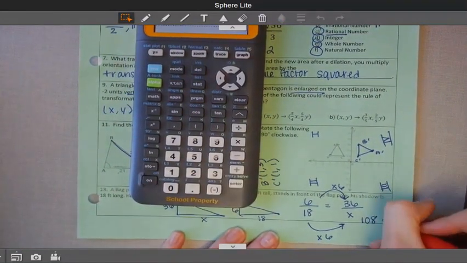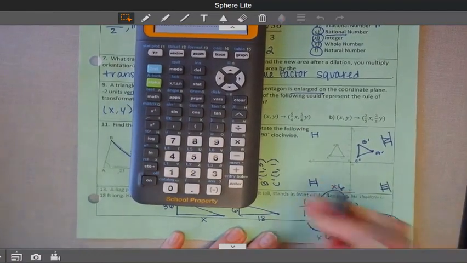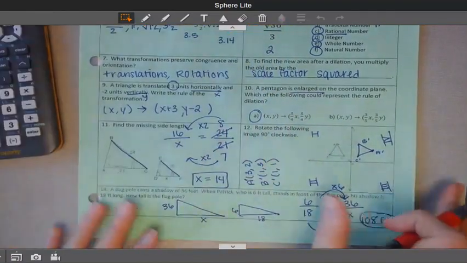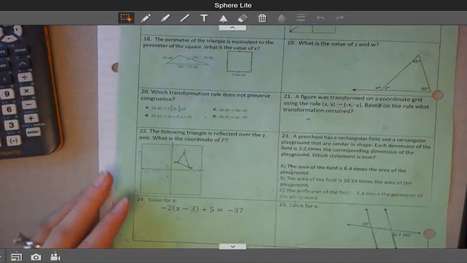18 times 6 is 108. So the flagpole shadow is 108 feet. Okay.